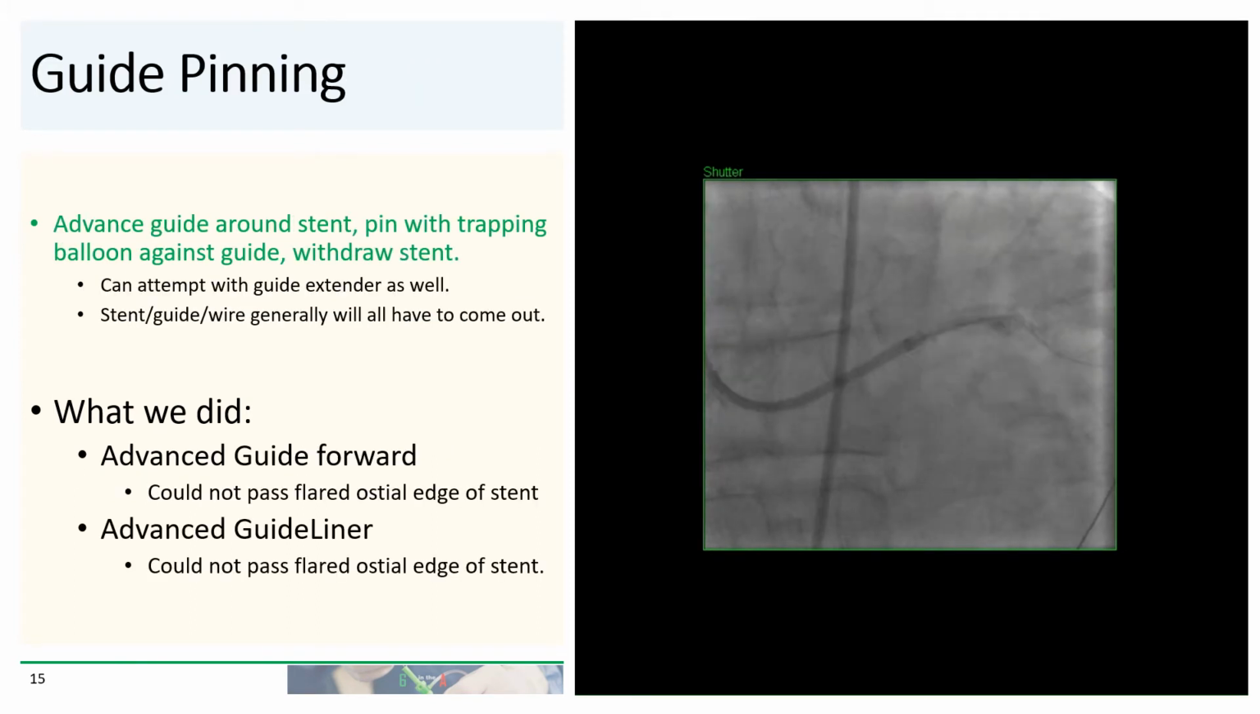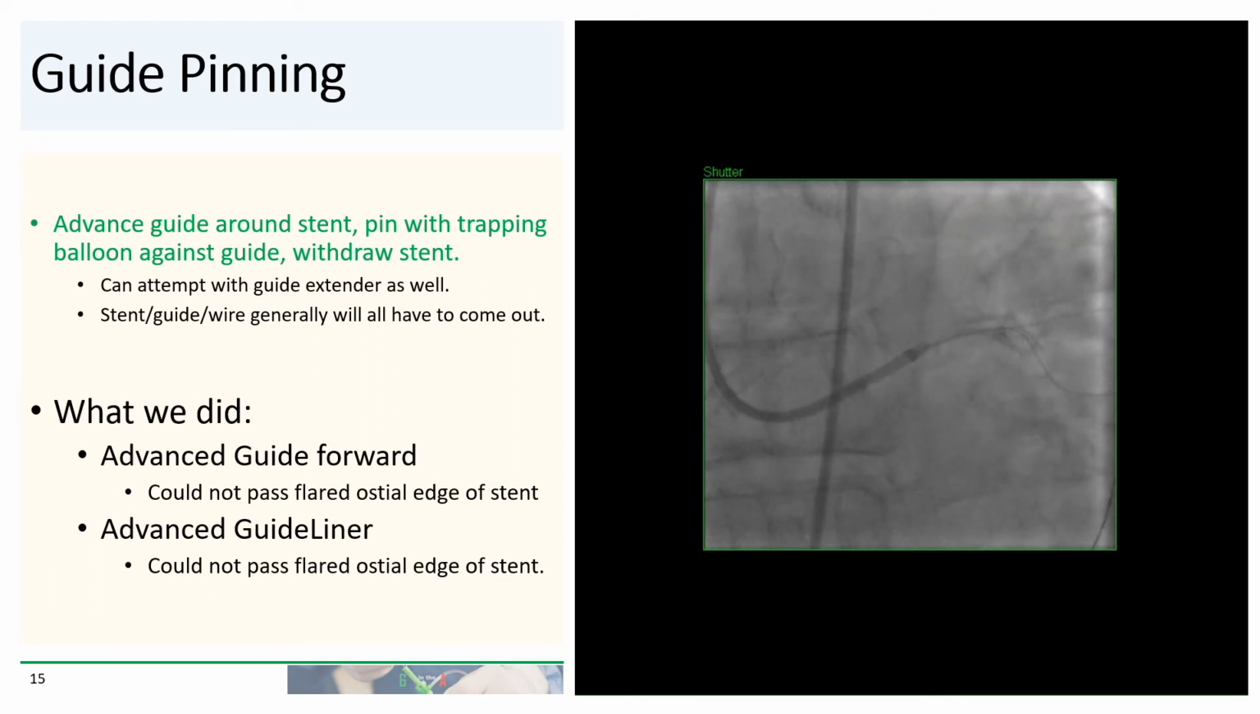We next tried the guide pinning technique. The guide pinning technique involves essentially trying to advance your guide catheter around the stent, sheathing the stent within the guide, and then pinning the stent against the wall of the guide with a trapping balloon that you've deployed in parallel inside the guide, and then withdrawing the entire system. Sometimes you can attempt the same technique with a guide catheter extension as well. And in general, using this technique, the stent, the guide, and the wire will all have to come out.